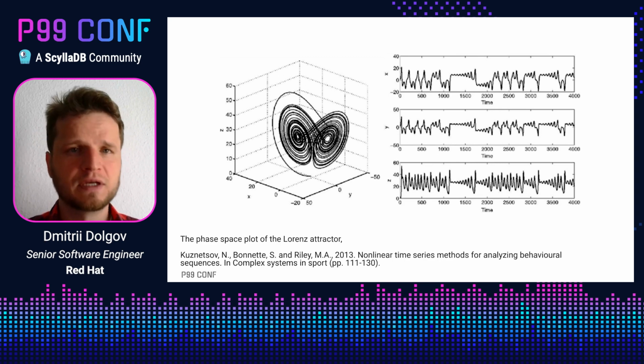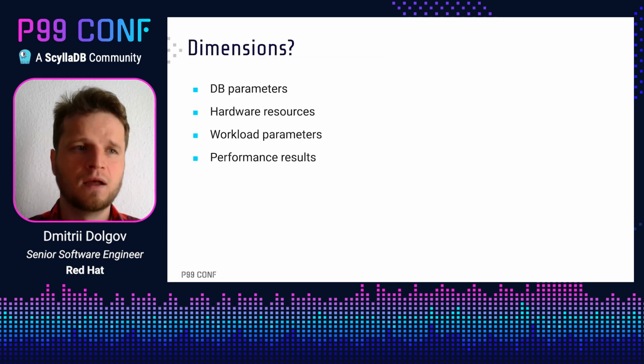As an example, you can take a look at this slide. You can see a Lorenz attractor and its phase space, and this is something that I've got in mind. Now, you may ask, what are the dimensions of this space for a database evaluation, right?